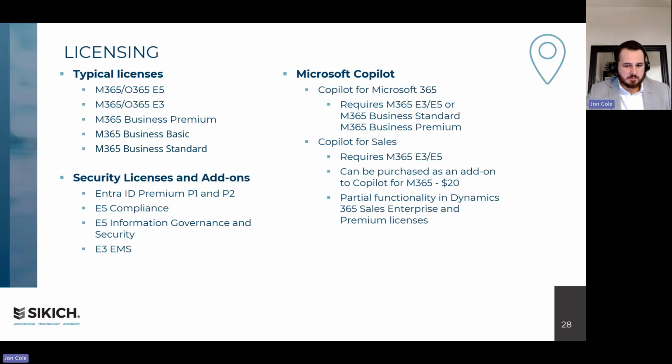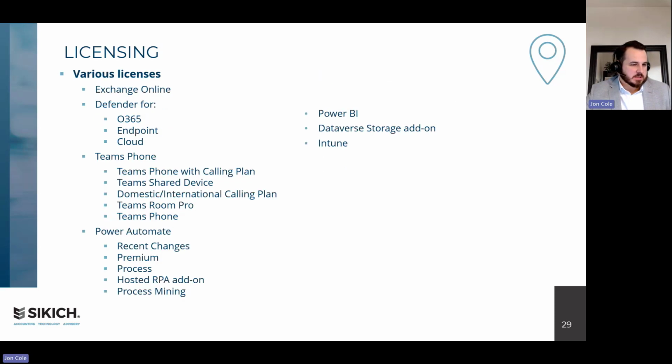The Copilot licensing, let's hit briefly. The Copilot for Microsoft 365, which requires these licenses, is $30 a month to add onto those users. The other available, Copilot for Sales, which requires these licenses and not the others, can be added on to Copilot for M365 for $20 or purchased in full for $50. Now, certain Dynamics 365 Sales Enterprise and Premium license users have some Copilot for Sales functionality that can be enabled, but it's not the full suite of tools. And here are some other licenses.